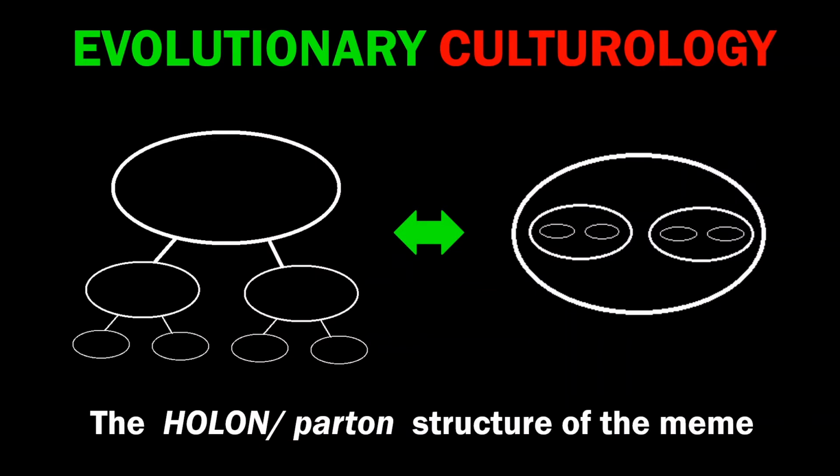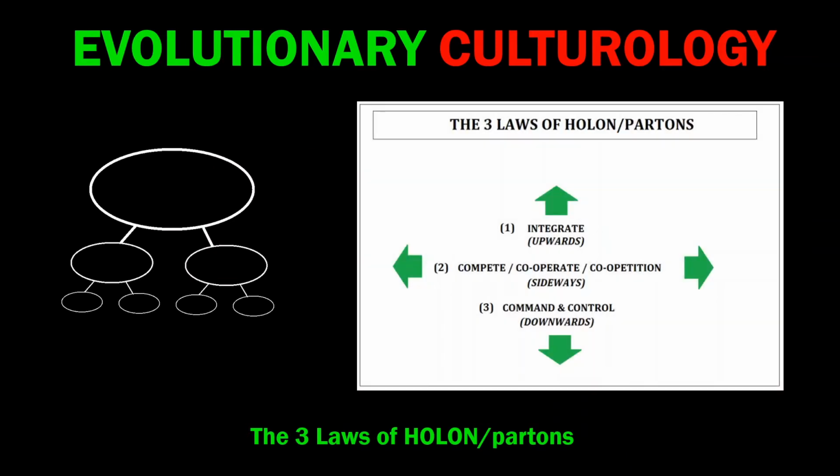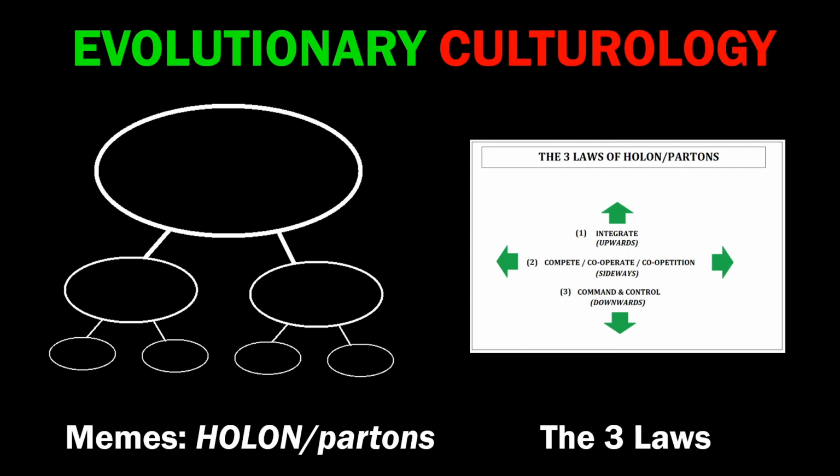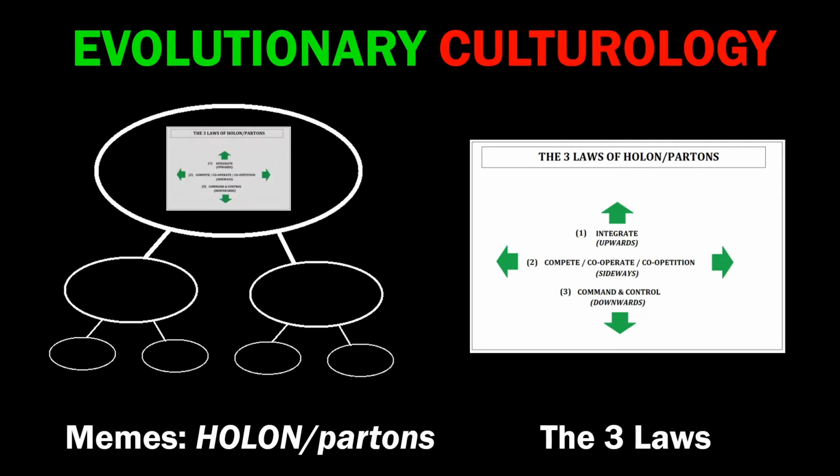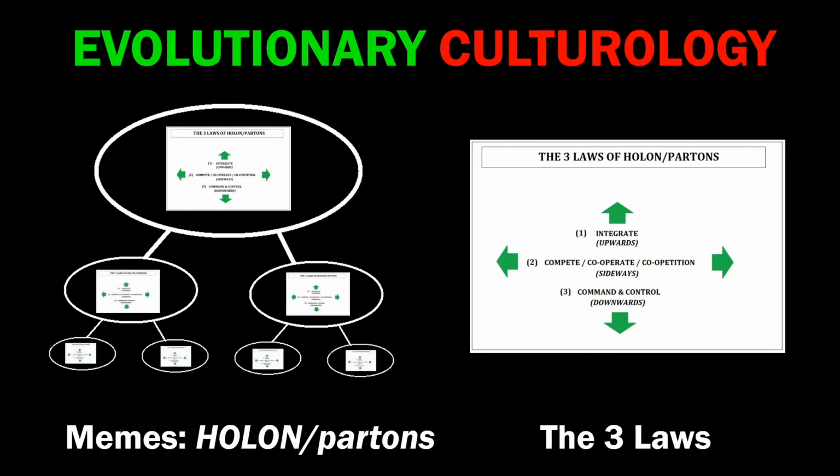So all units of culture are structured like this, and they're structured by the three laws of Holon Pathons, where units on each level integrate upwards into the level above, compete, cooperate, and do co-opetition sideways with units on the same level, and command and control the units inside them on the smaller levels below them. So we have those three laws operating at all levels of the Holon Pathon.